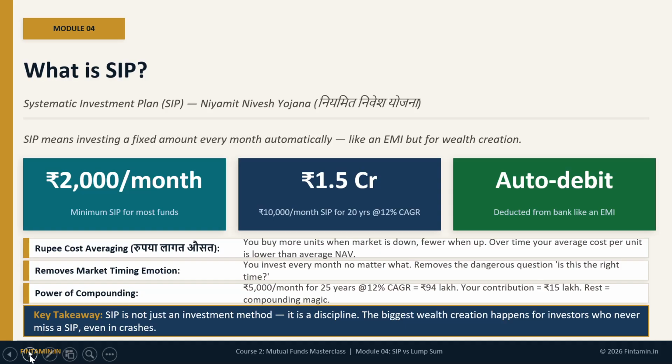It just happens. The magic of SIP works through 3 mechanisms. First, rupee cost averaging. When markets fall, your 5,000 rupees buys more units. When markets rise, it buys fewer. Over time, your average cost per unit is lower than the average NAV. You benefit from every correction automatically.